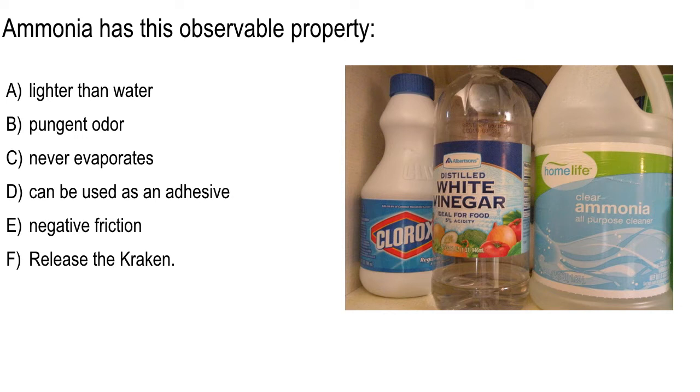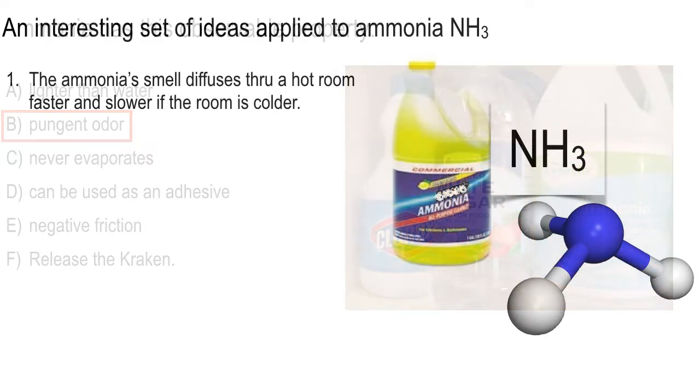Good. Yeah, the observable property is that it's pretty pungent. So if you walk into the kitchen and your mom is using ammonia, it's going to be pretty pungent, to clean the floor or strip the wax or something. I don't know what you do with it. People use it.